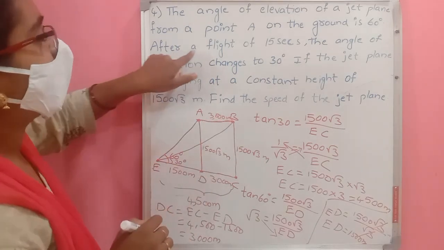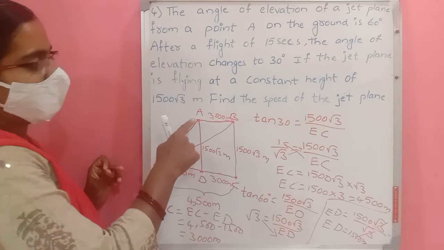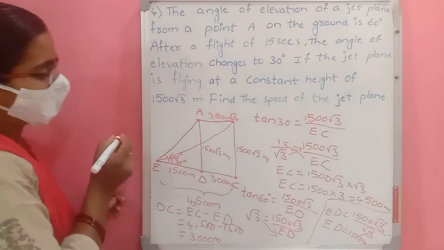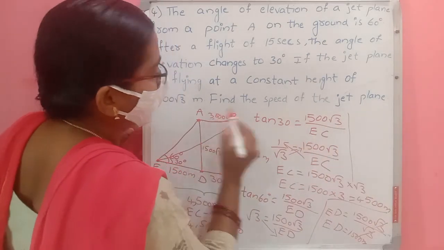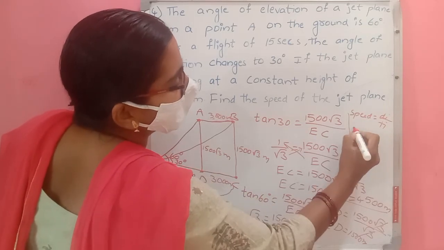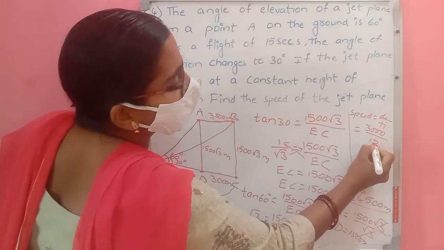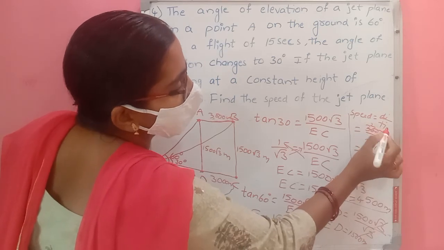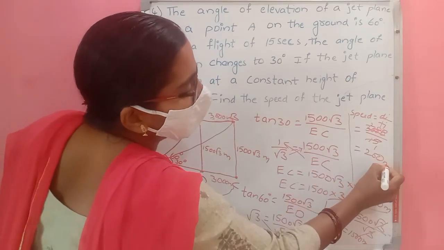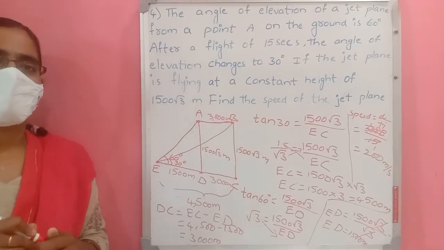Here they have given that after a flight of 15 seconds, the angle of elevation changes to 30 degrees. It means to travel from A to B, that jet plane took 15 seconds. Distance is 3000, and speed is equal to distance by time. So distance is 3000 meter, time taken 15 seconds. So 15 ones, 15 twos, 30, 0, 0, 200. So here we have 200 meter per second. This is the speed of that jet plane.